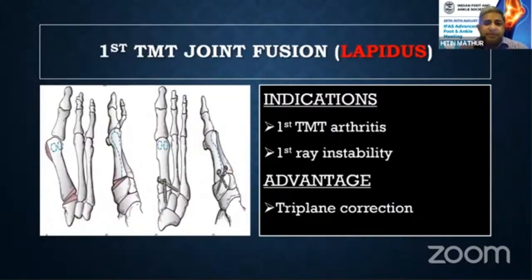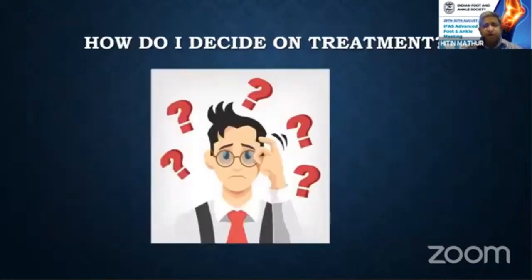The first TMT joint fusion, or the Lapidus procedure, is usually indicated for first TMT arthritis or first ray instability, and it has the advantage of offering a triplane correction. So how do I decide on what treatment to offer?